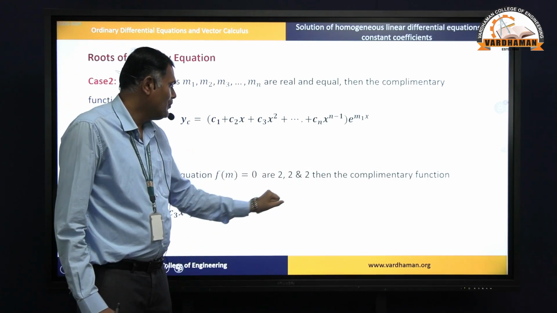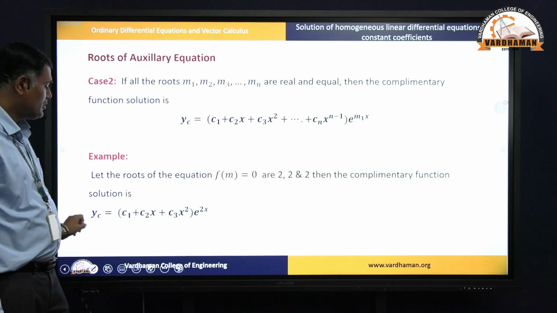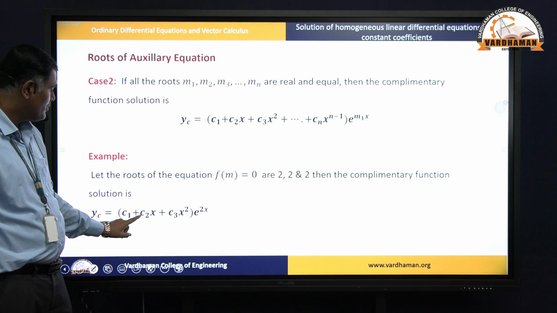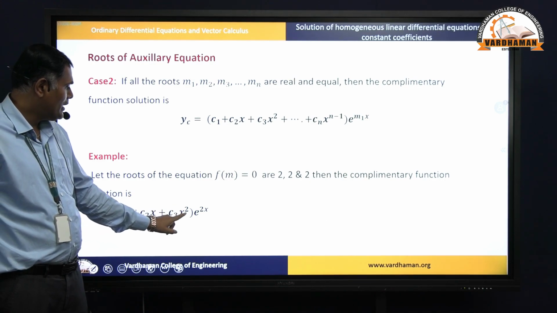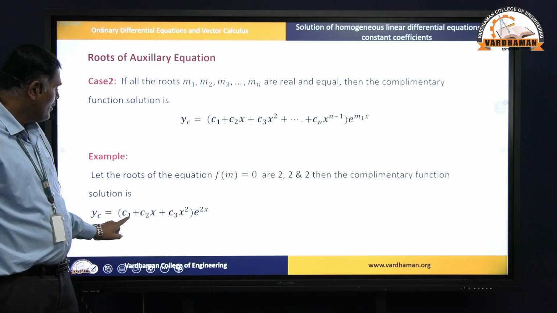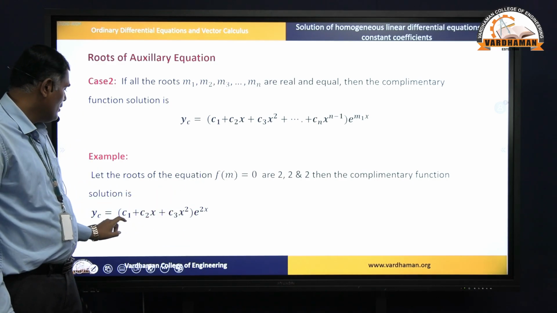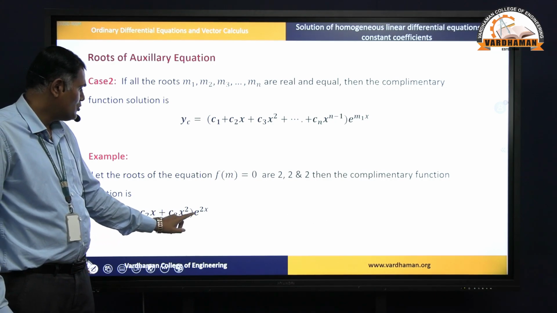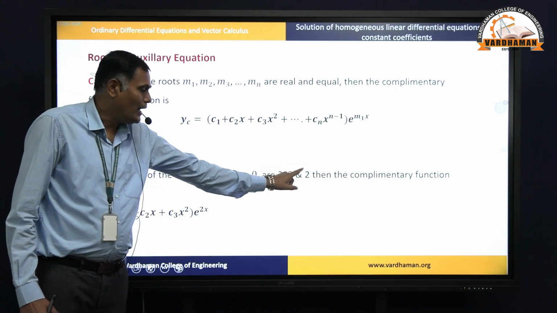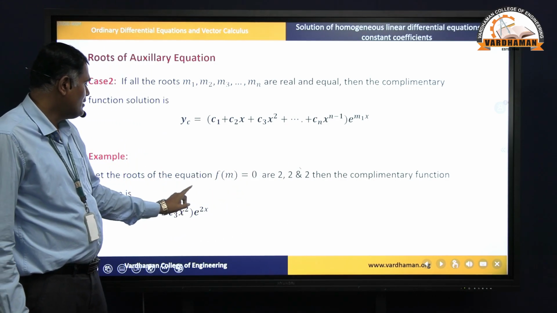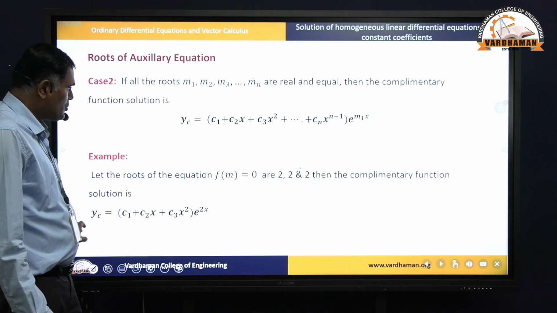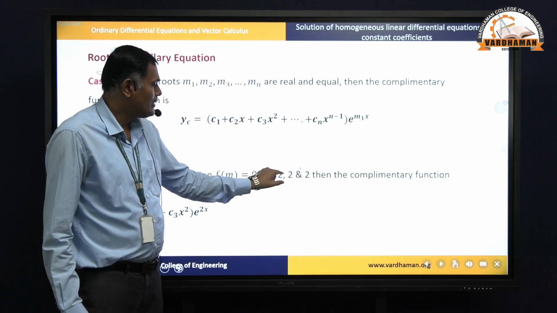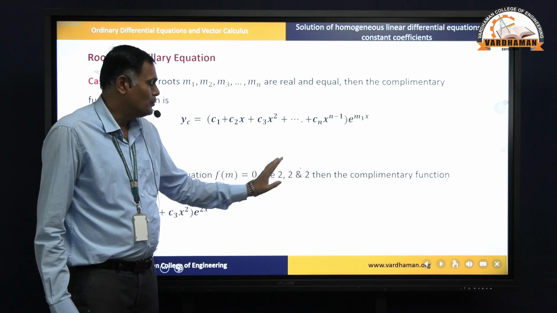If 3 roots are same, then the complementary function or solution of the homogeneous linear DE can be written as y equals c1 plus c2x plus c3x square into e power 2x. I am saying here 3 roots are repeating, so we are writing c1 plus c2x plus c3x square into e power 2x. Here 2 is repeating thrice, so we are writing the complementary function like this. Now this is called the solution of the homogeneous linear DE having roots of the auxiliary equation as 2, 2, 2.